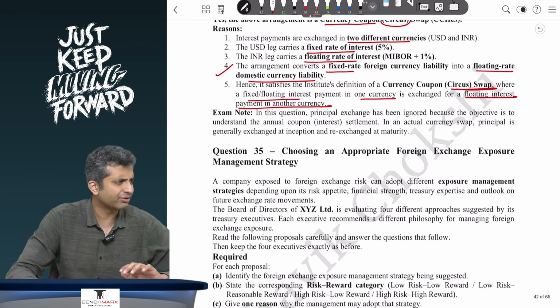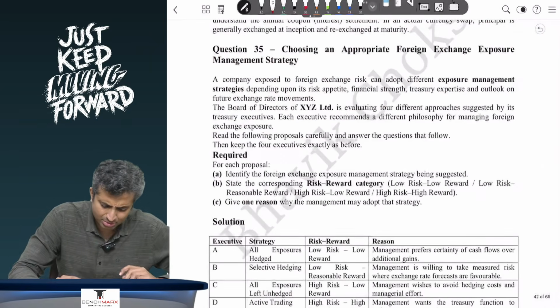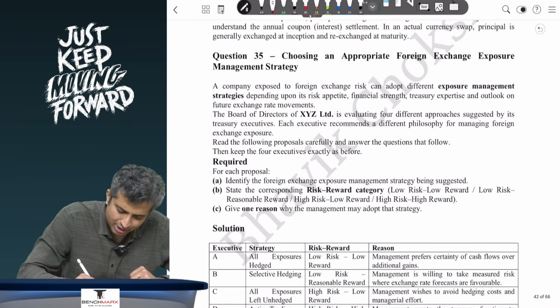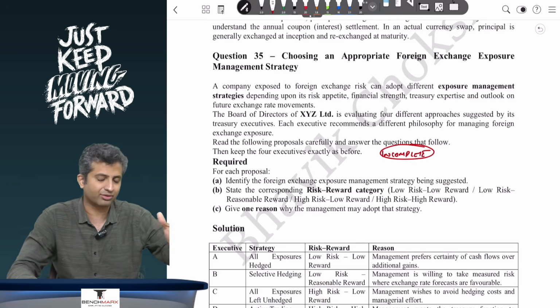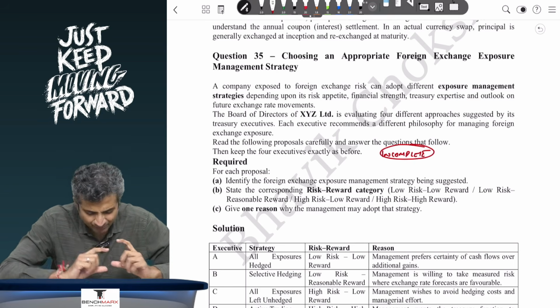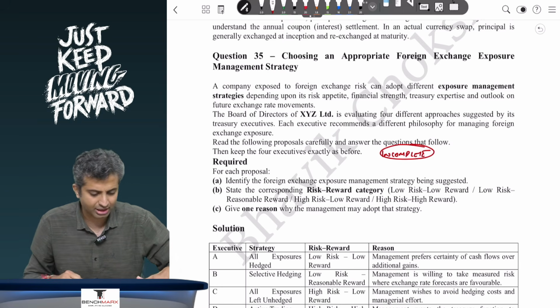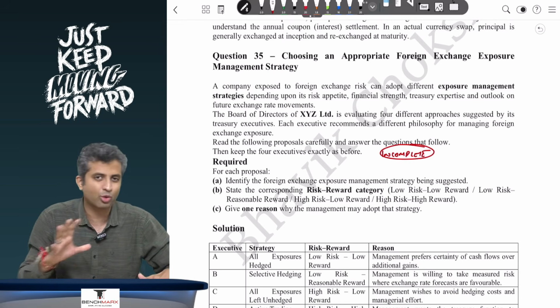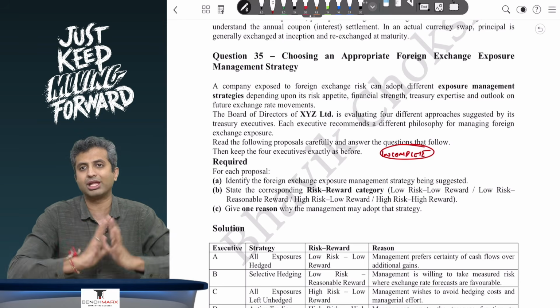So this is essentially pertaining to question number 34. Question number 35 is, in a way, a little incomplete over here. Maybe in one of the earlier editions that I might have sent on Telegram, if you have this, there are a few statements which are missing over here. So if possible, I'll share this separately again, or you can just focus on your screen. This is pertaining to selection of an appropriate foreign exchange management strategy.